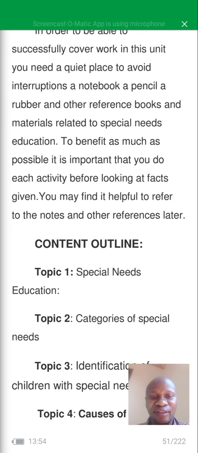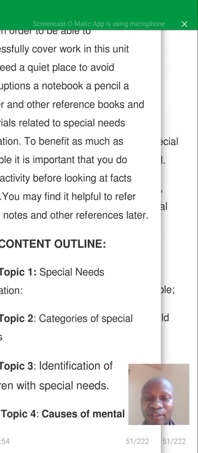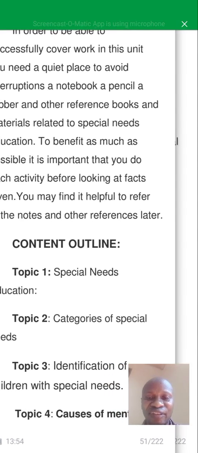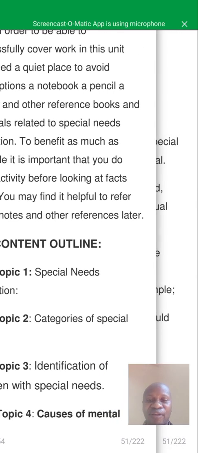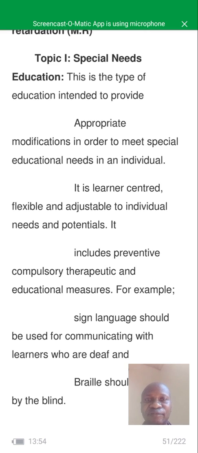Special needs education has a number of topics. We're going to look at topic by topic. It is divided into a number of subtopics. Topic number 1, we're going to look at special needs education. Topic number 2, categories of special needs. Topic number 3, identification of children with special needs. Topic number 4, mental retardation.